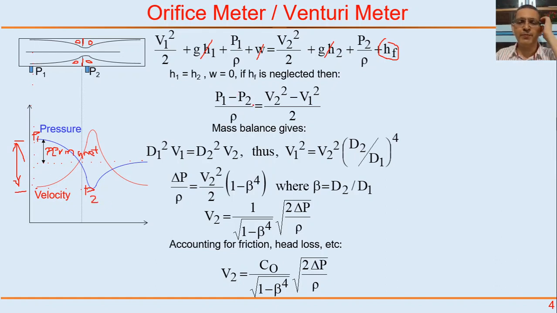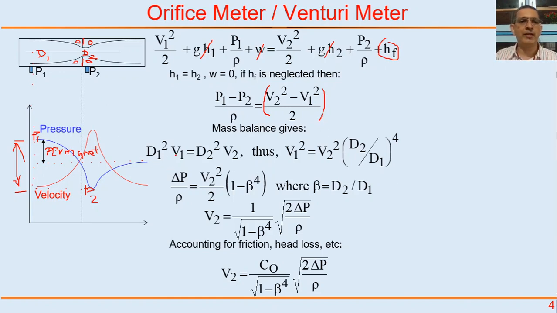So P1 minus P2 by rho would be V2 square minus V1 square by 2. And now V1 and V2 I can relate by material balance. So let's say D1 is the diameter here and D2 is the diameter at this location, the diameter of the orifice, then I can relate this by material balance.